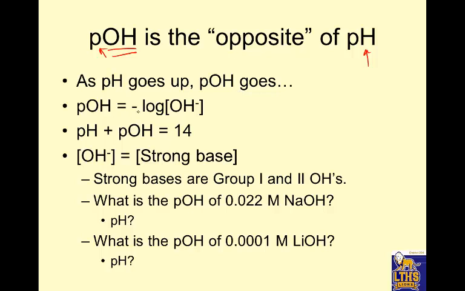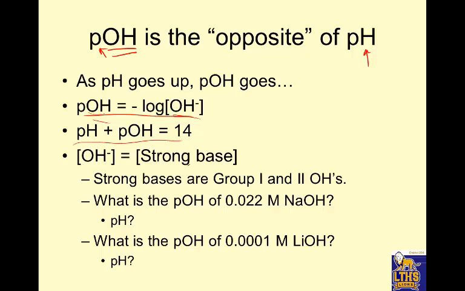pOH is the negative log of hydroxide. Hey, that looks familiar. What's the difference? pH is the negative log of the hydrogen ion, so pOH is the negative log of the hydroxide ion concentration. And the relationship between pH and pOH is they always equal 14. So here are formulas to memorize that we're going to be using.